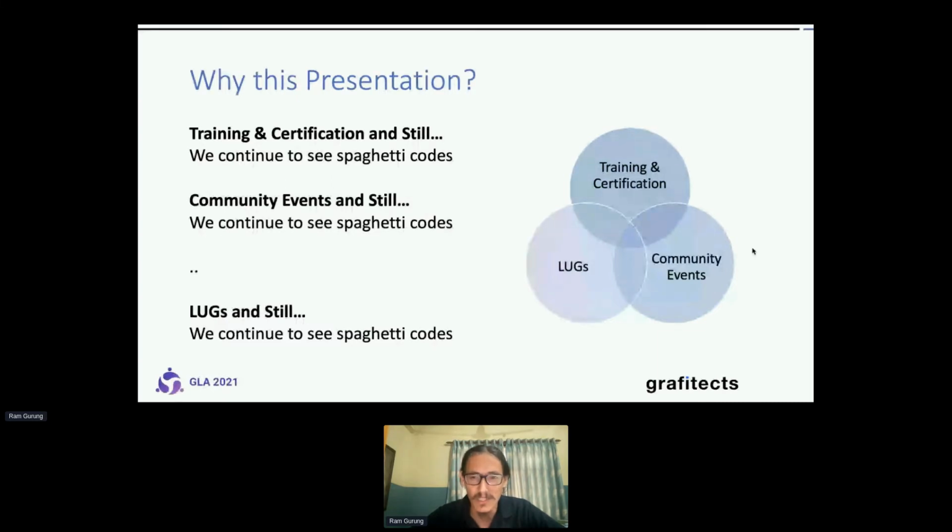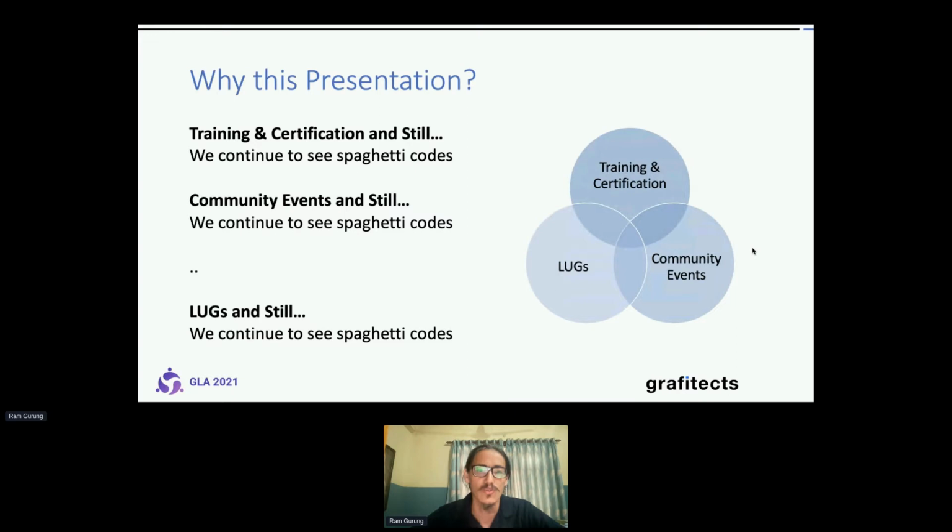So although we have this ecosystem of training and certification, LabVIEW user groups, as well as community events like the one we are having at the moment, we are still seeing spaghetti code. Possibly people who have spaghetti code may not be aware of what they're doing.